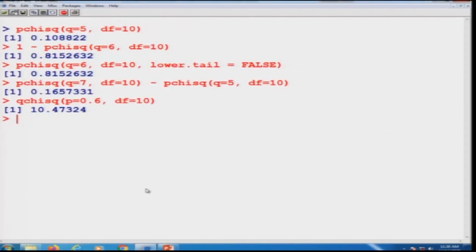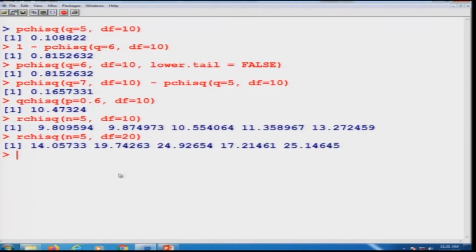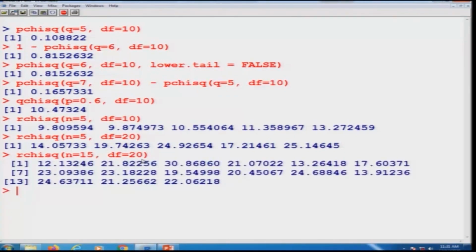And similarly, if you want to generate random numbers, suppose I want to generate 5 random numbers, then they are here like this. And if you want to change the degrees of freedom, suppose I take 20, you can see these values are going to be quite different from the earlier ones. And if you want to generate, instead of 5, say 15 random numbers, you simply have to give n equal to 15, and you can see there are 15 values from chi-square with 20 degrees of freedom. Right. So, you can see that it is not a very difficult thing to execute the chi-square distribution.